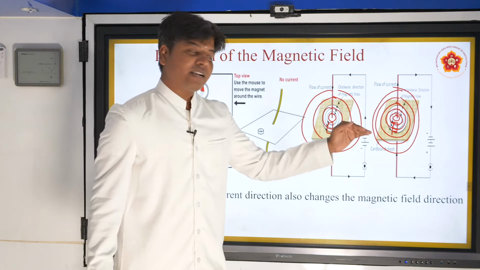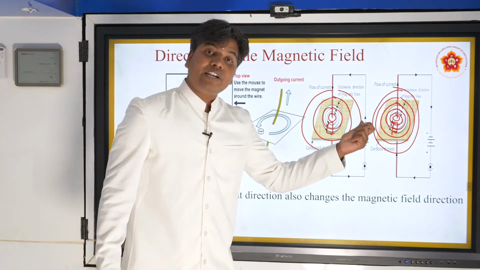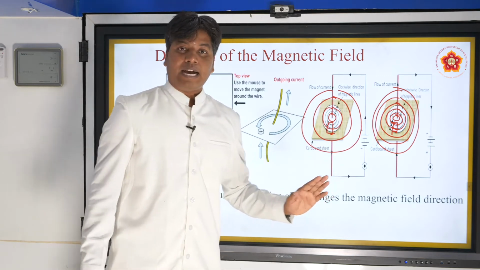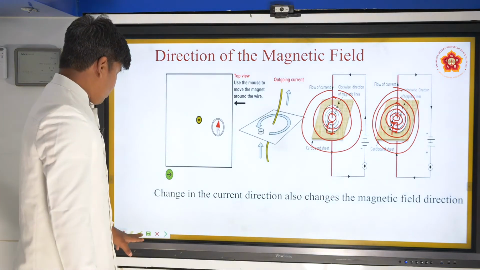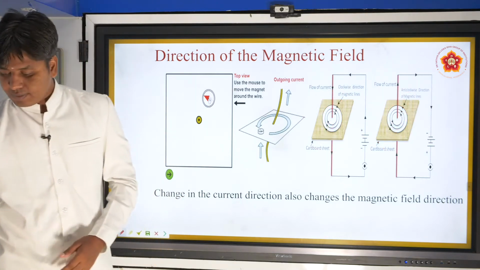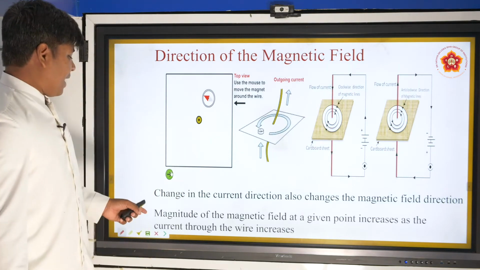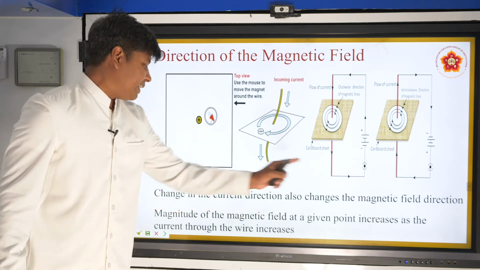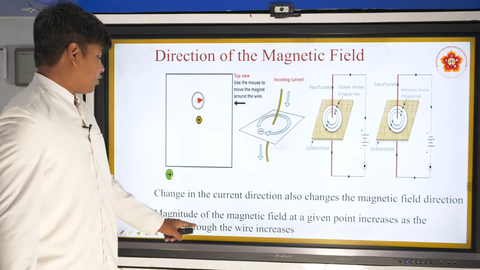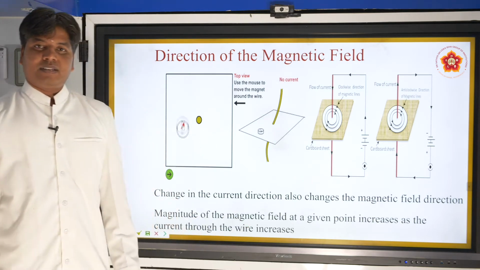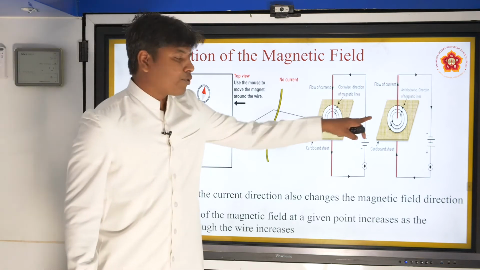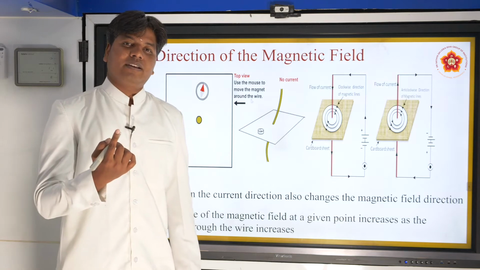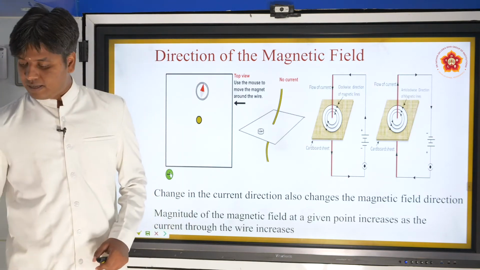So when I am increasing the current, I am also increasing the magnitude of the magnetic field, which means the intensity of the magnetic field here. I hope it is clear, right? So now we can arrive at a conclusion that the magnitude of the magnetic field at a given point increases as the current through the wire increases, right? We saw two similar points, how they behave differently when you increase the flow of current. I hope this is clear.